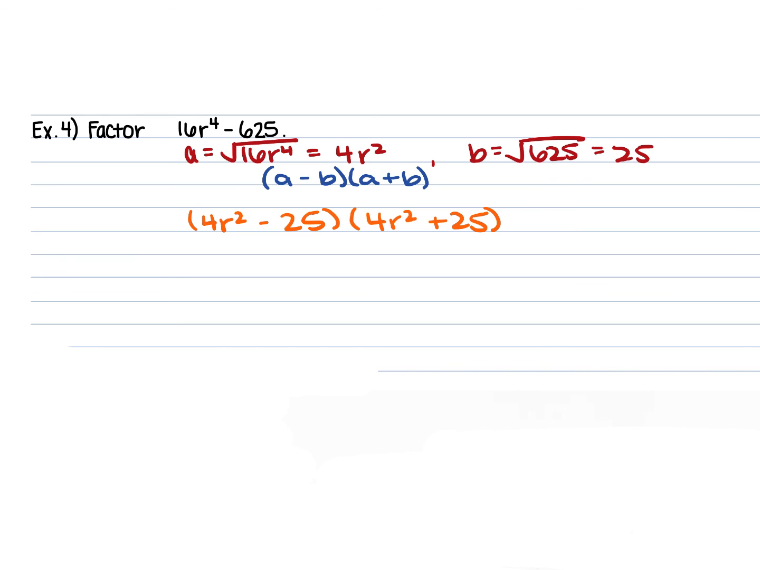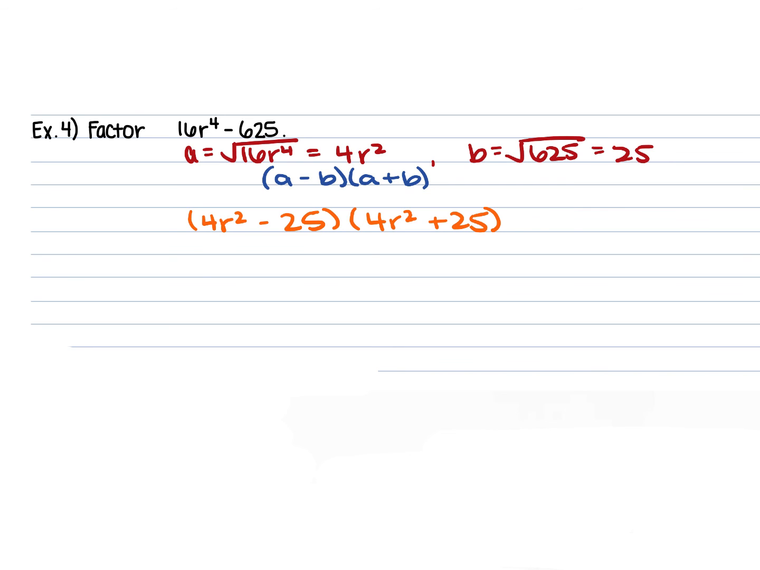Do either of those binomials have a subtraction sign that separates the two terms in them? The answer to that is yes. The first one does. The second one does not, so you cannot do anything else with that second binomial unless you can factor out a greatest common factor from the 4 and the 25, which you cannot. So leave that one alone.